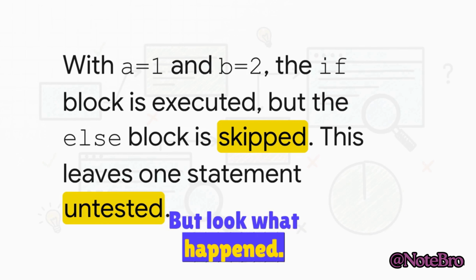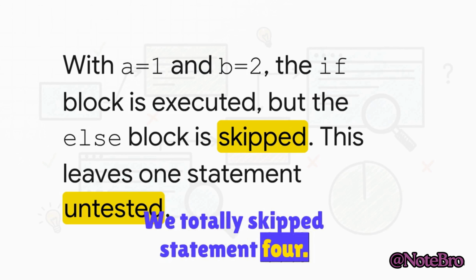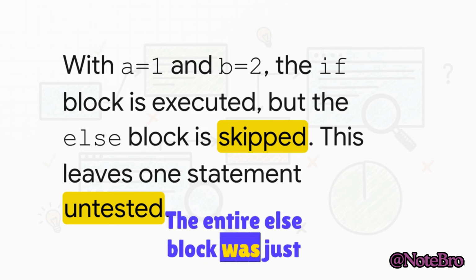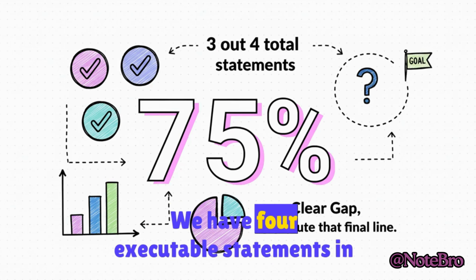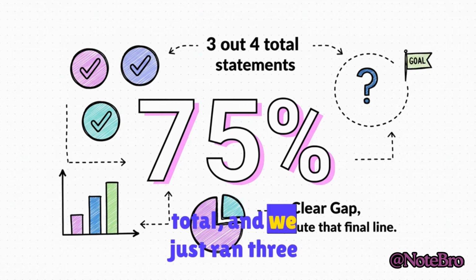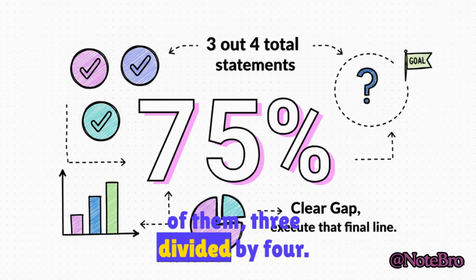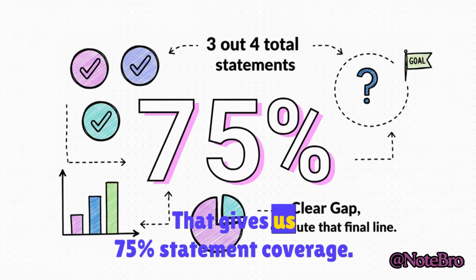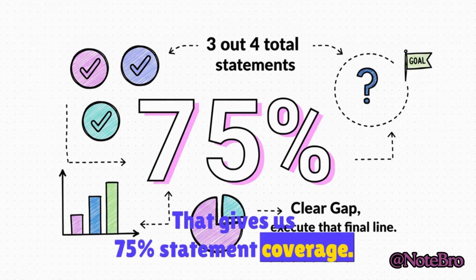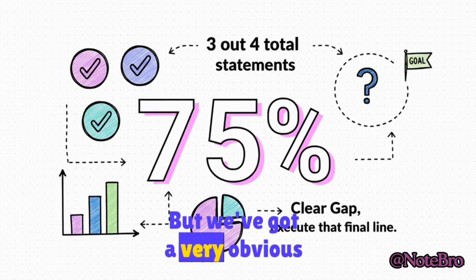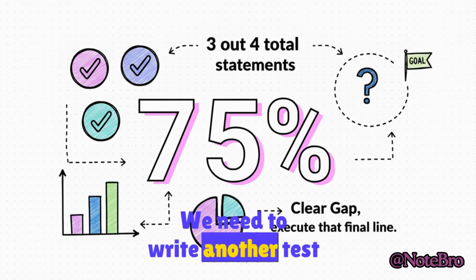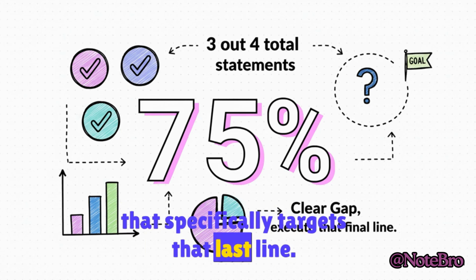But look what happened. We totally skipped statement 4. The entire else block was just ignored. So let's do the math. We have 4 executable statements in total, and we just ran 3 of them. 3 divided by 4, that gives us 75% statement coverage. Hey, not bad for one test. But we've got a very obvious gap. We need to write another test that specifically targets that last line.